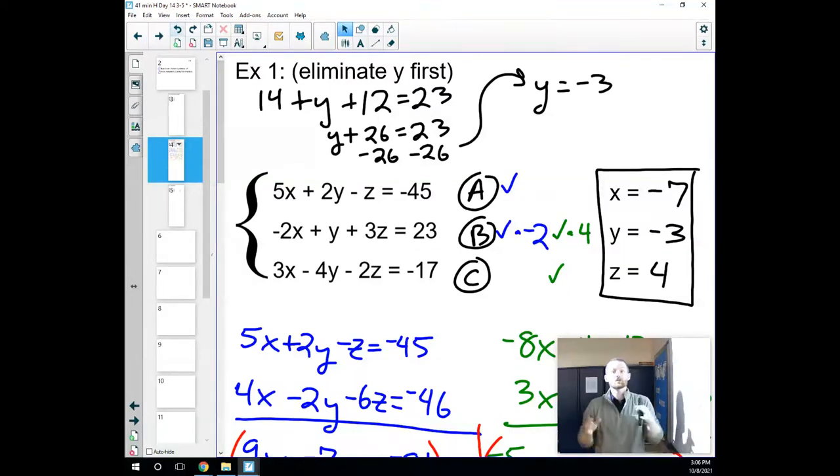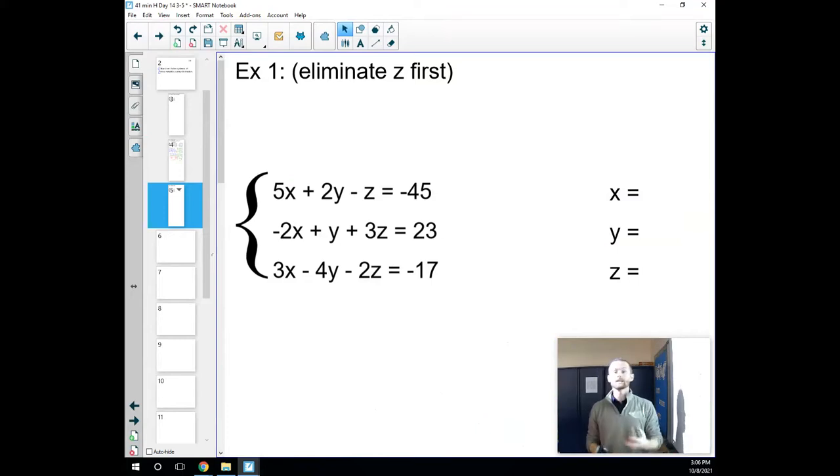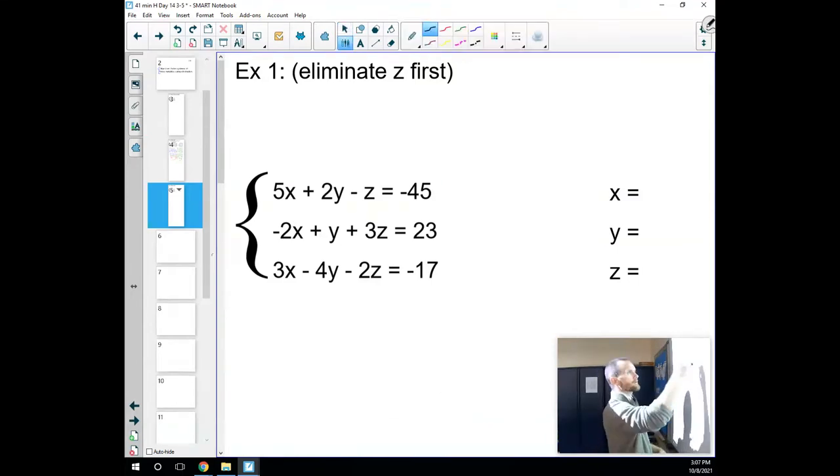All right, so that's doing it by eliminating y first. Now let's take a look at how we can do this and get the same answer by eliminating z first. So let's jump right in. Let's do A, B, and C.